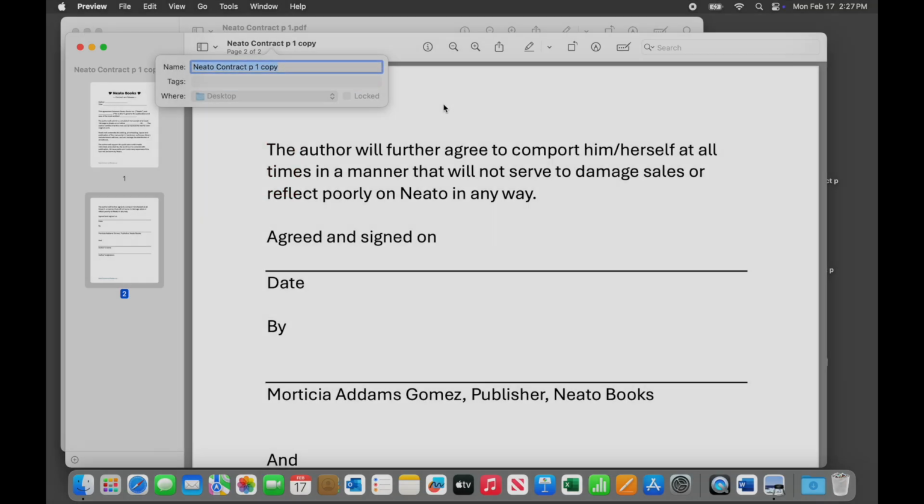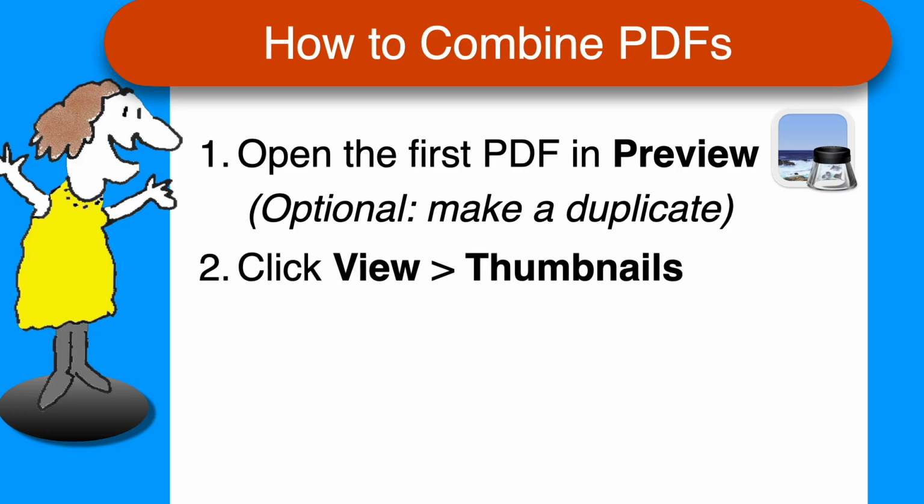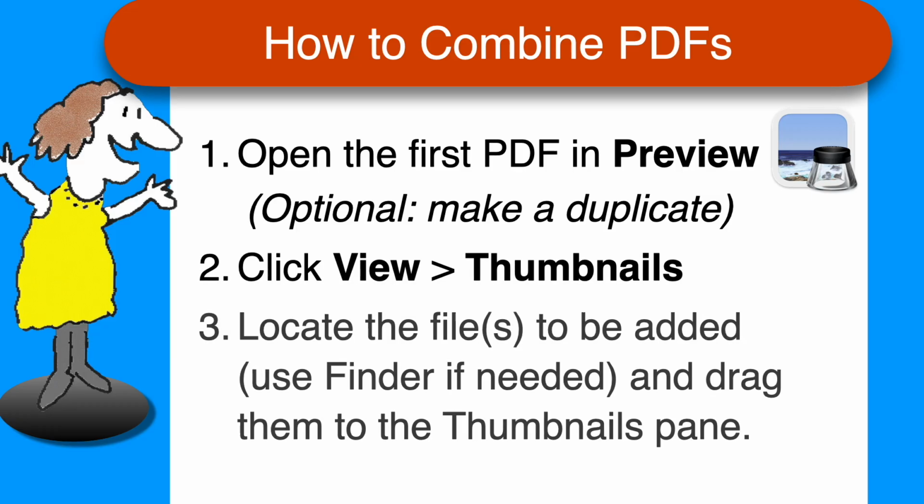Here's a quick recap of the steps on one page for your convenience. To combine multiple PDF files on a Mac, open the first PDF in Preview. Note that if you want to preserve the original version of this file, you can use the Duplicate option on the File menu. Click View Thumbnails to turn on the Thumbnails pane, and then locate the file to be added and drag its icon to the Thumbnails pane in Preview. And you can drag the pages to reorder them or delete unneeded pages as you saw.